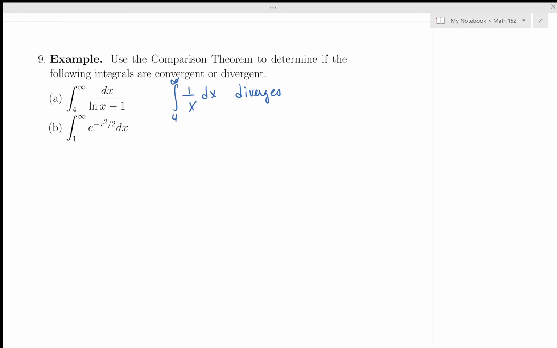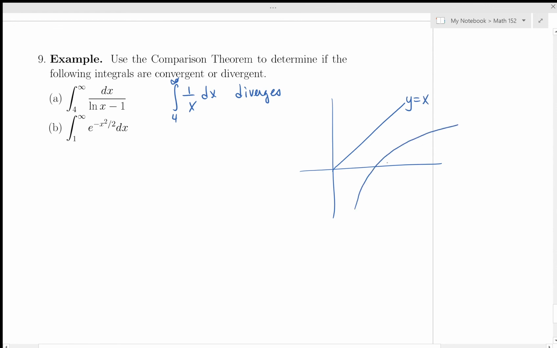So then I think to myself, okay, this thing is likely to diverge. I want to find something that is bigger that diverges. This is the thing about the comparison theorem. You need to orient things the right way. So let me just draw a little bit of a graph here, looking like this. Here is y equals x, and here is this value e, and this is y equals log x minus 1.